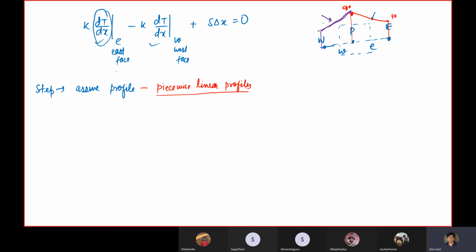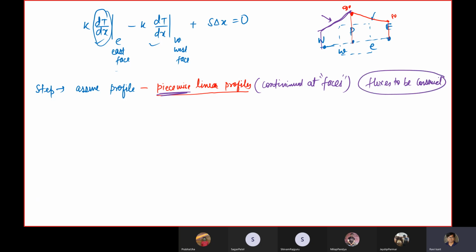So essentially this is again piecewise. The only care you should take is your profile should be continuous. Although piecewise is fine, continuous at faces. And why continuous at faces? Because at faces you want your fluxes to be conserved, and that is logical also.